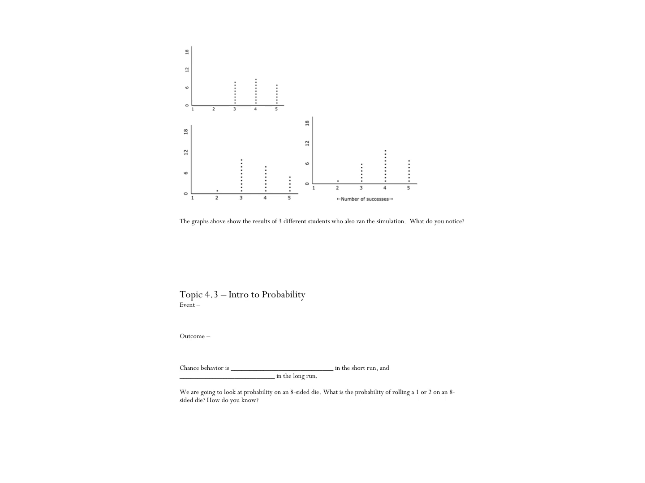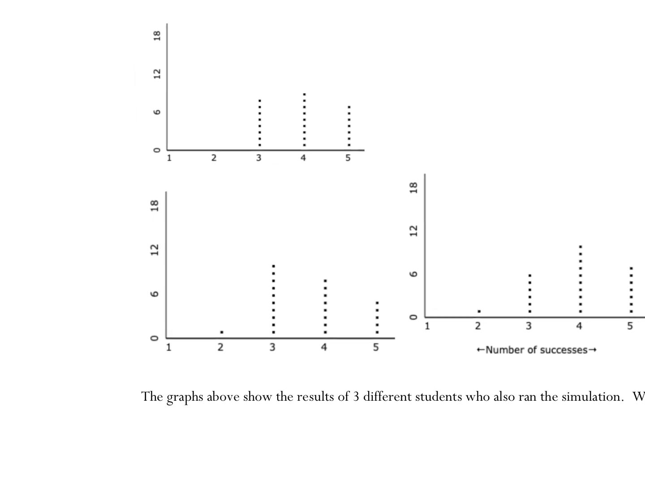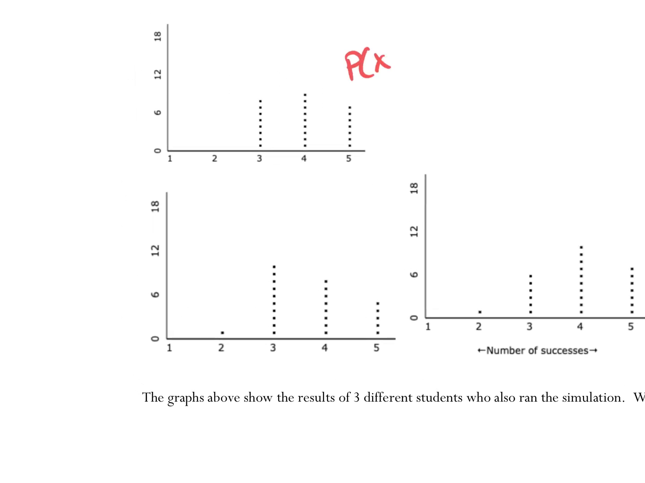All right, now, if you turn the page, we got three more simulations. For each of these, what is the probability that x is greater than or equal to 3?